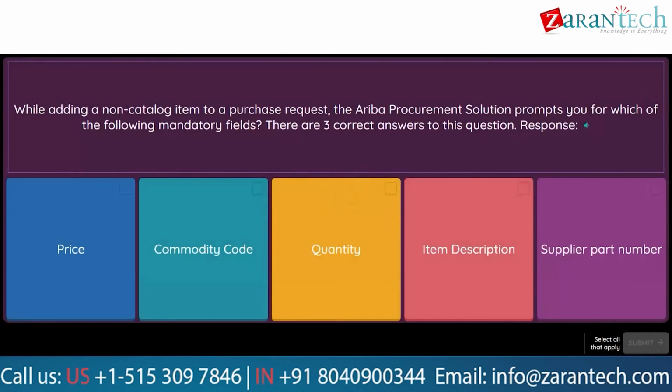Question: while adding a non-catalog item to a purchase request, the Ariba Procurement solution prompts you for which of the following mandatory fields? There are 3 correct answers to this question. Response: Option 1. Price. Option 2. Commodity code. Option 3. Quantity. Option 4. Item description. Option 5. Supplier part number.